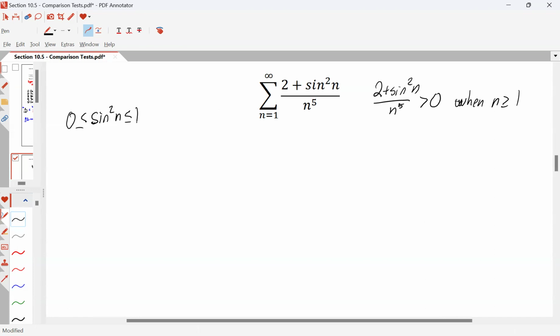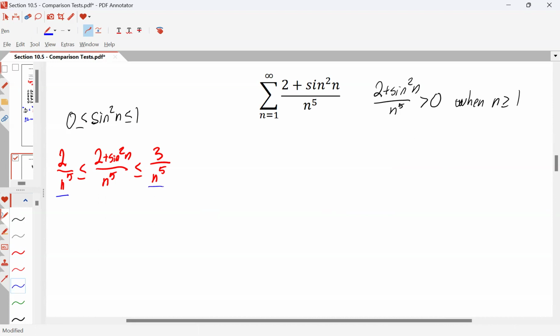That means if I add on 2 and divide by n to the fifth, 2 over n to the fifth is less than or equal to 2 plus sine squared n over n to the fifth, which is less than or equal to 1 plus 2, which is 3 over n to the fifth. And so we have two series we could be comparing to.